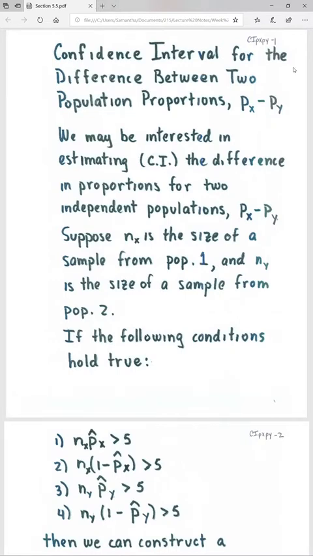Welcome, class, to the lecture video on section 5.5. This lecture video will cover confidence intervals for the difference between two population proportions.